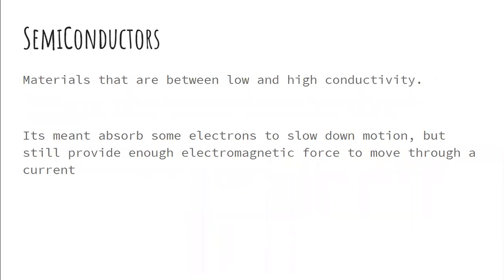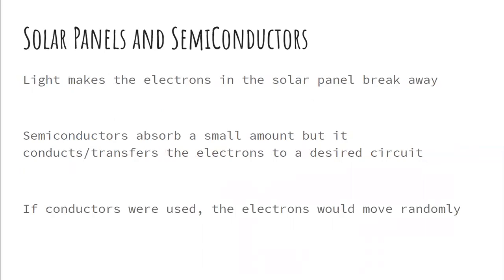So insulators have low conductivity, conductors have high conductivity, and semiconductors are in between. A semiconductor is supposed to absorb some electrons and slow their motion, but also provides enough electromagnetic force to make sure the electrons move through a current. This makes sure the electrons move through a current, but don't move too fast or too randomly. That's why we use semiconductors.